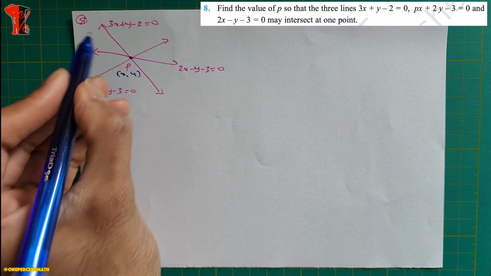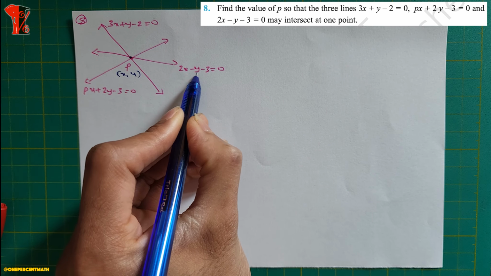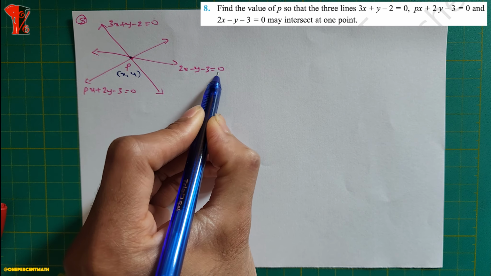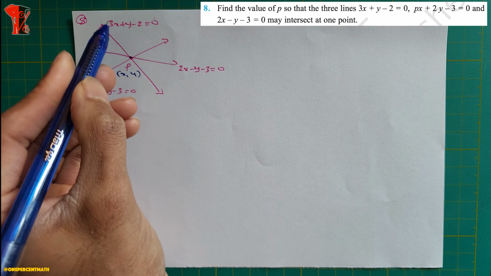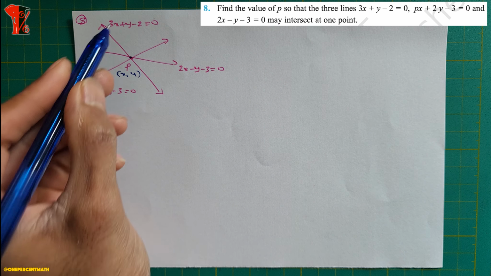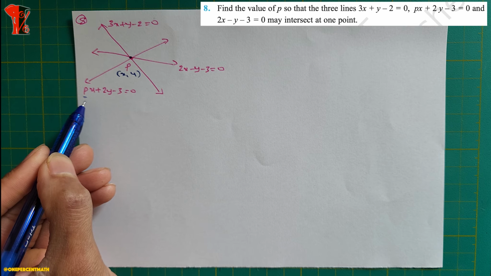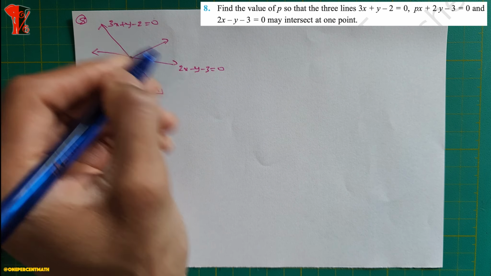So therefore, if you closely observe, 3x plus y is equal to minus 2, and 2x minus y minus 3 is equal to 0. They don't have the p, correct? So they are pure equations, without the third unknown variable, that is p. So what we will do, we will solve these two equations.